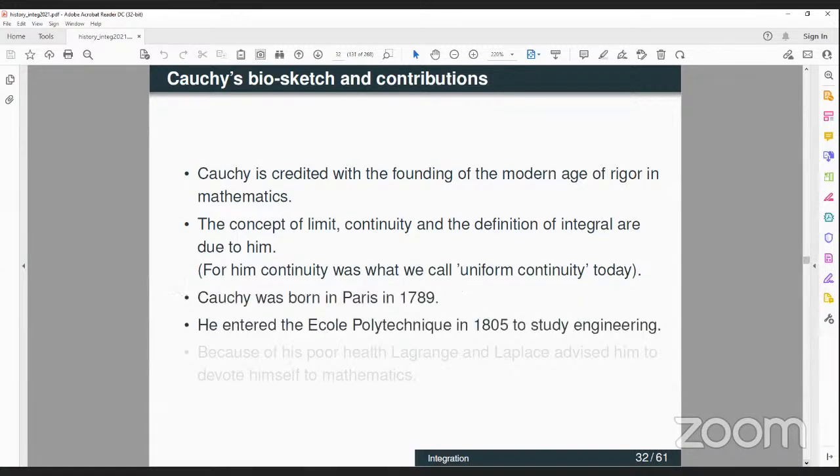He was born in Paris. In 1805, he entered École Polytechnique in Paris, and he had great mathematicians as teachers, like Lagrange and Laplace. They advised that his health was not very good. École Polytechnique was supposed to be like an engineering college, so they advised him to devote himself to mathematics rather than engineering because his health was not that good.